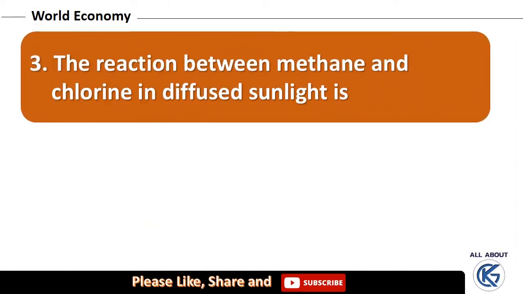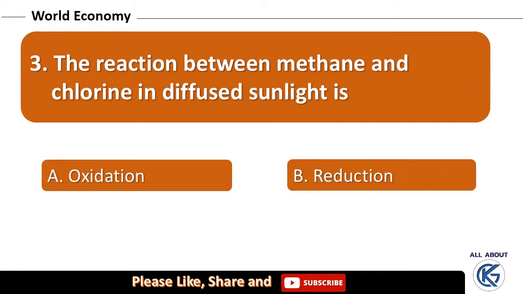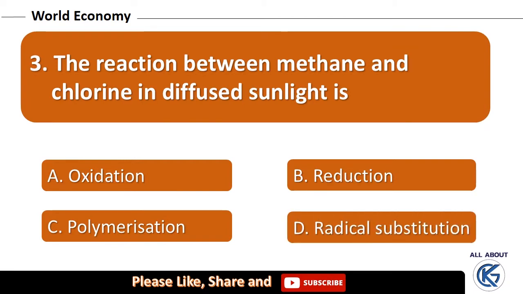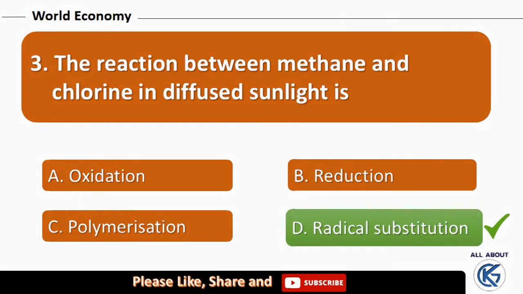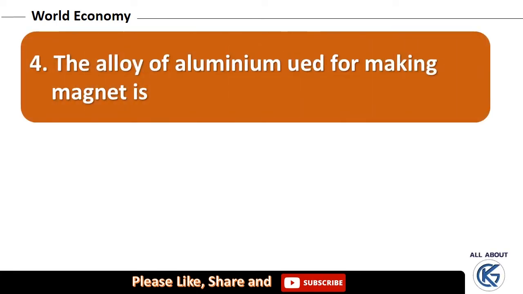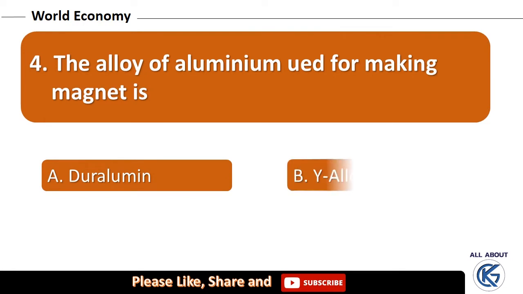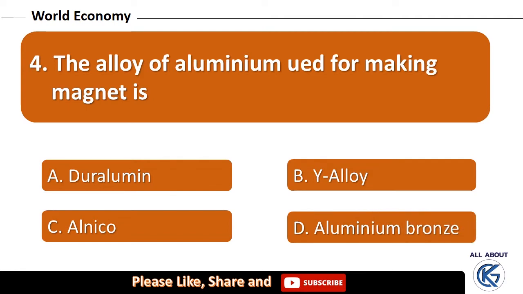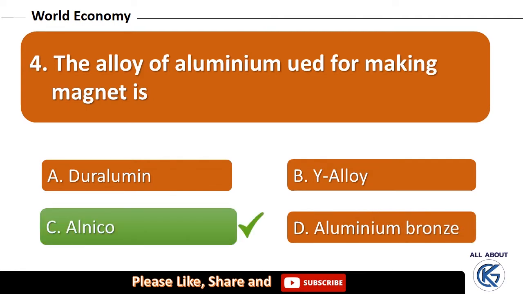Question number 3. The reaction between methane and chlorine in diffused sunlight is, the options are oxidation, reduction, polymerization, radical substitution. The right answer is radical substitution. Question number 4. The alloy of aluminium used for making magnet is, the options are duralumin, Y alloy, alnico, aluminium bronze. The right answer is alnico.